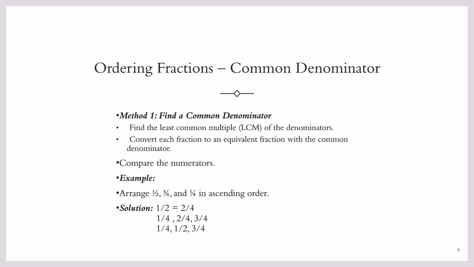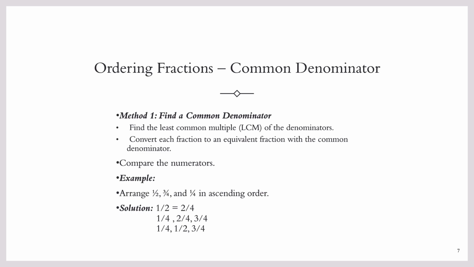Let's take a look at this example. We are given 1 over 2, 3 over 4, and 1 over 4, and we are to arrange them in ascending order. We know that 1 over 4 and 3 over 4 have the same denominator, whereas 1 over 2 has a different denominator. So the first thing we are going to do is convert it into a value that has the same denominator. So we are going to take the LCM of 2, 4, and 4. The LCM is going to be 4, and then 1 over 2 can be rewritten as 2 over 4. So we get 1 over 4, 2 over 4, and 3 over 4.